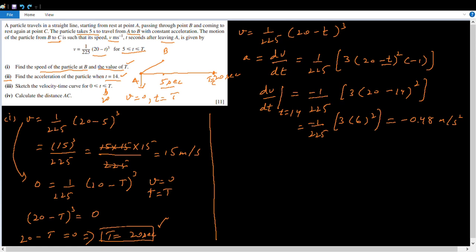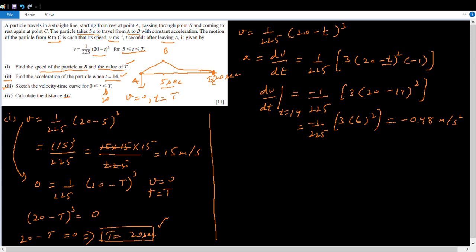Fine, let's make it a little bit appropriate. So consider it is coming to rest. Okay, so this is just going like this. You have to take it directly to 0 when t is equal to 20. Okay, so this is the third part, and the fourth part is to calculate the distance AC.